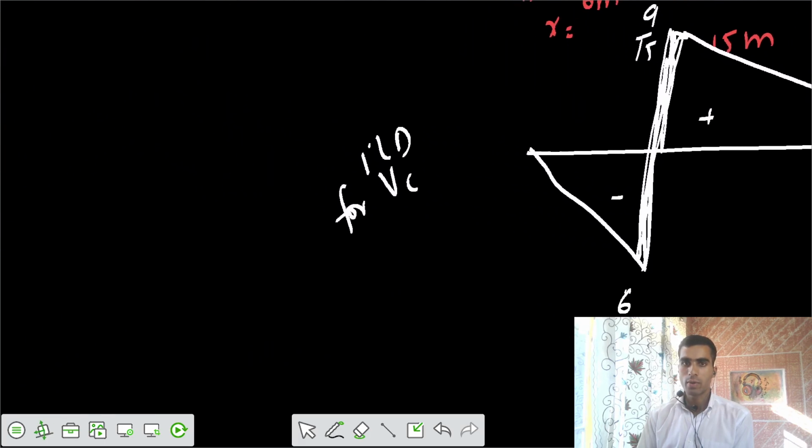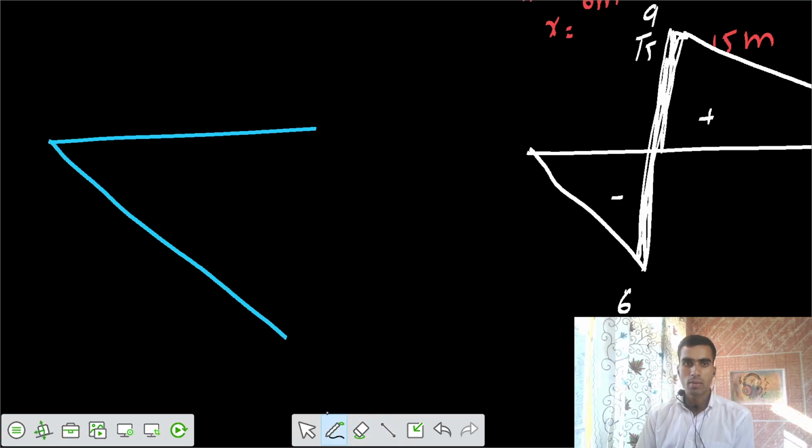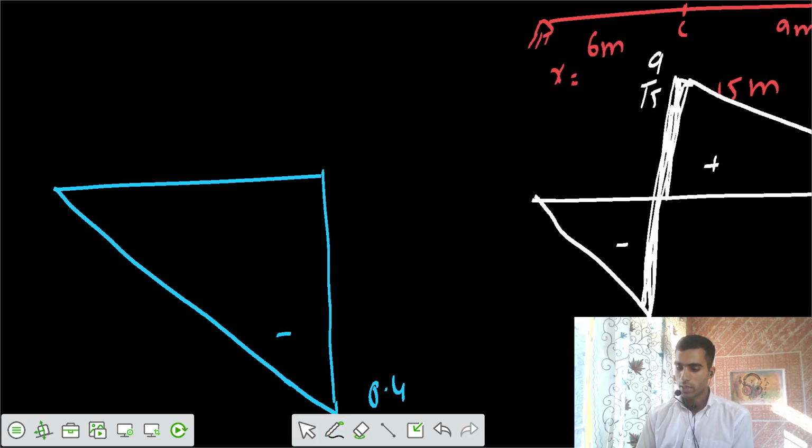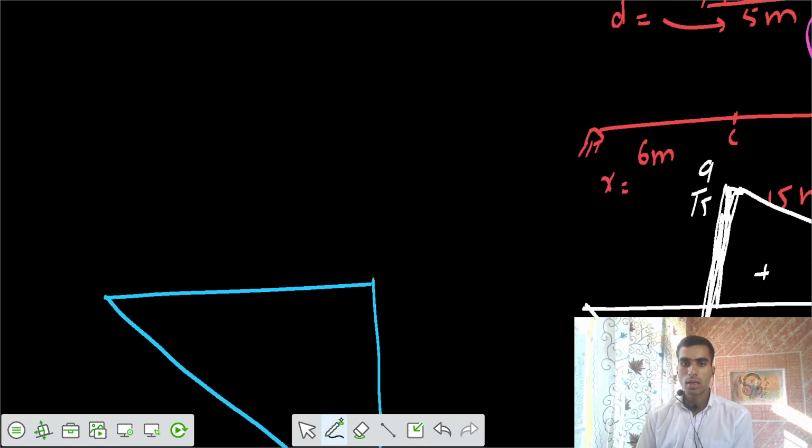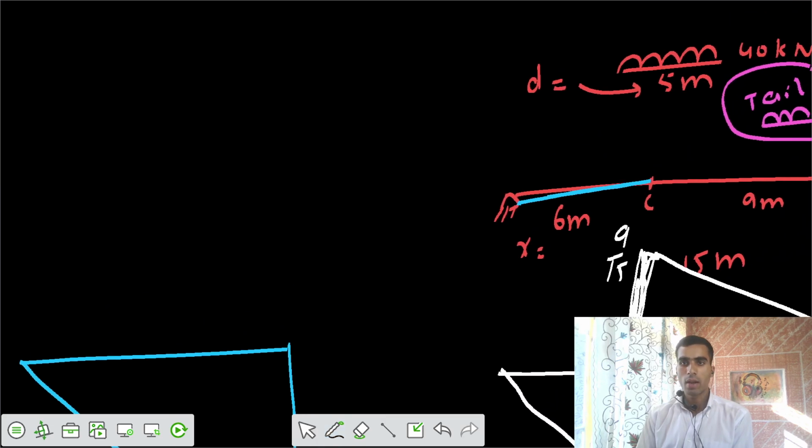Then the second one is V negative at C to be maximum. So I can write V negative at C to be maximum. I have this diagram with a maximum ordinate of 6 by 15, that is 2 by 5, that is 0.4 ordinate. Then what is this total length for this section? We have this 6 meter, and what is the length we can have for the UDL?